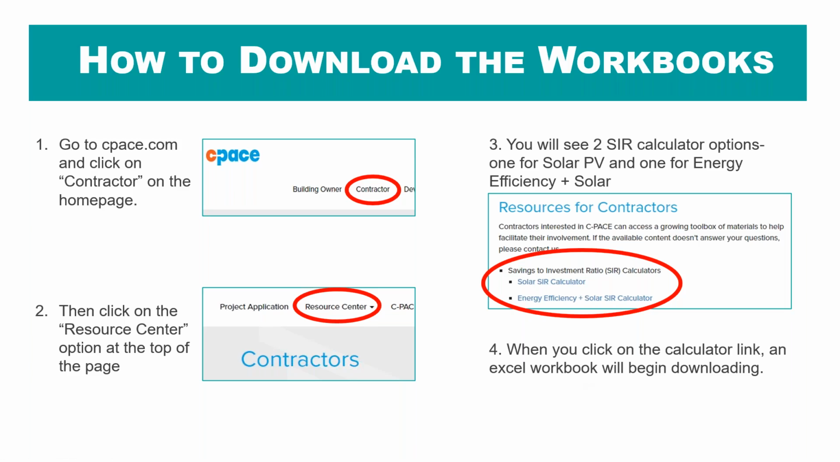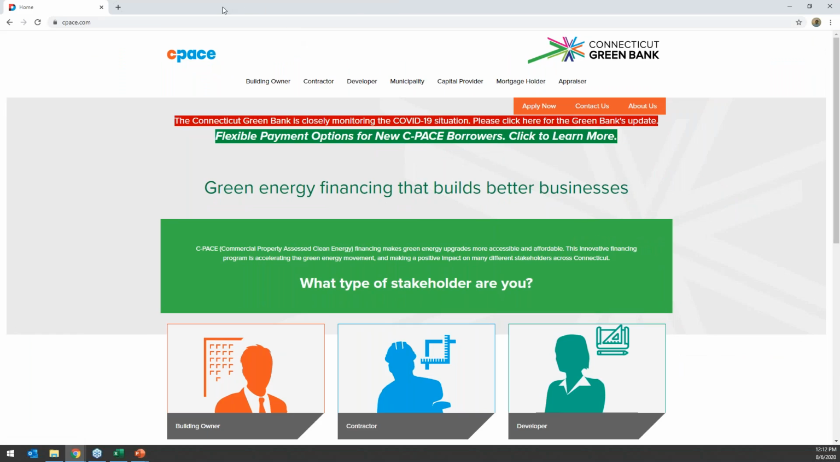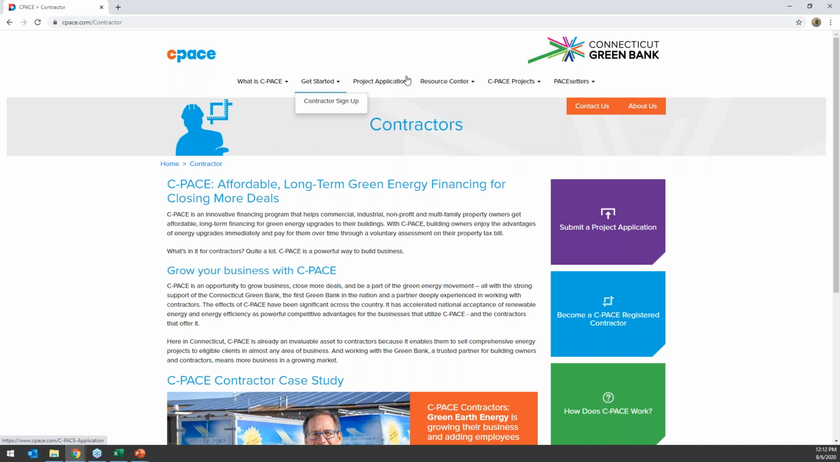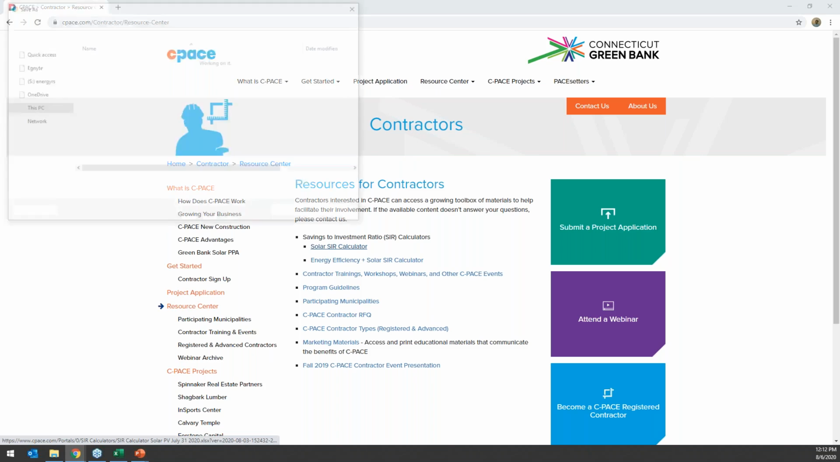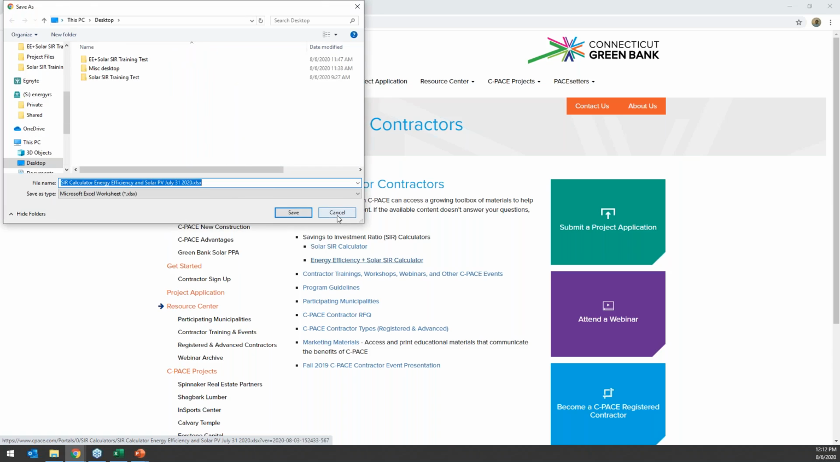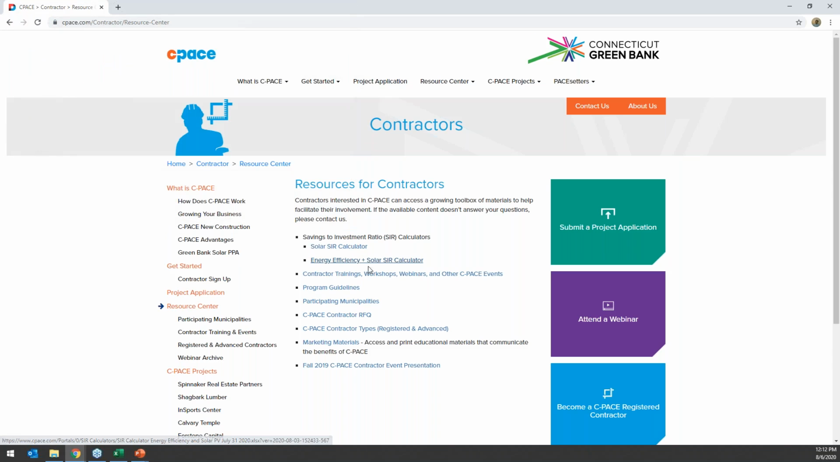I'm going to quickly give you a live walkthrough of how to download it, just in case anyone runs into any snags. You can let us know, and we'll be happy to help you with that. So first, you click on Contractor on cpace.com, and then you go to the Resource Center. Under the Resource Center, you'll see that there are 2 calculators right here. If you click on that, it goes to download, and similarly for the other one. Today we'll be talking about the energy efficiency plus solar PV calculator.